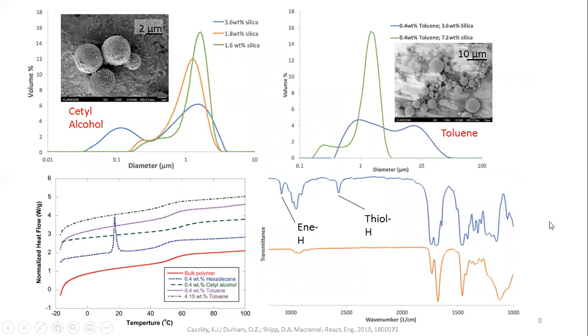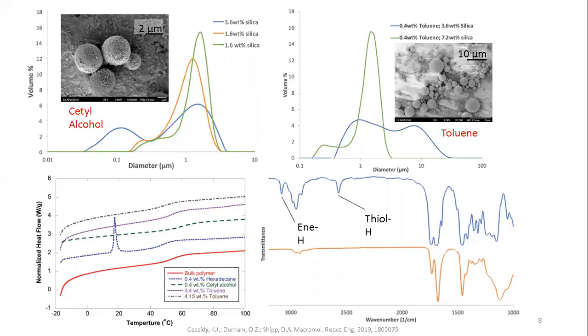In this case, we use cetyl alcohol because of its alcohol nature on the surface. This we assumed would be able to hydrogen bond the silica, which you can see is successful. We have a much lower amount of silica needed to actually stabilize these particles. It also tightens the distribution. Whereas toluene is very nonpolar, so we have the opposite.